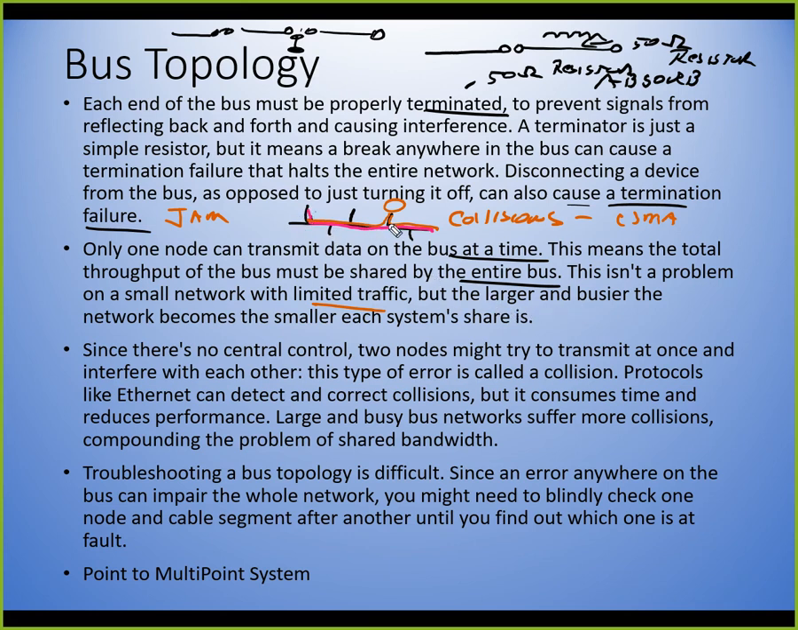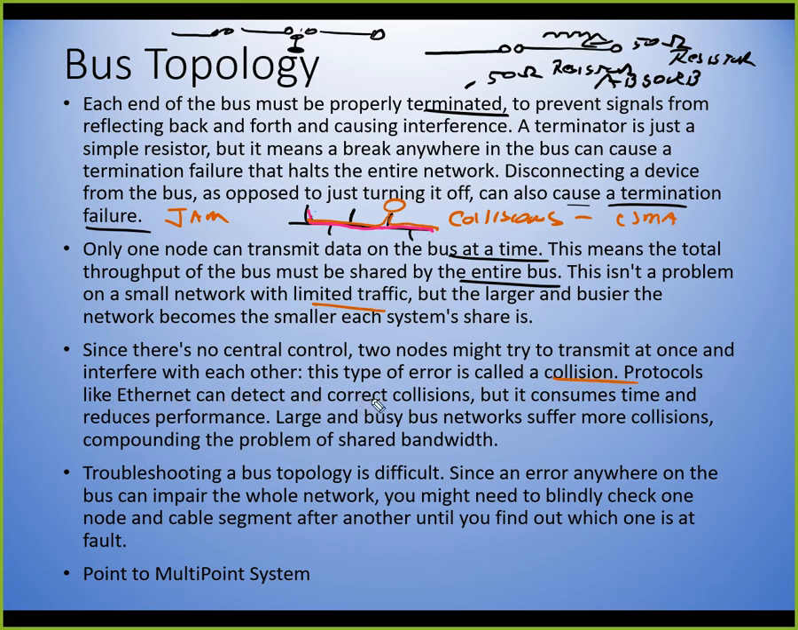And as you can imagine, just like on a busy highway, a one-lane highway that has multiple accesses to it, the busier it gets, the probability of a collision increases as the amount of traffic increases on the highway. Same thing happens on the network. No central control. Two nodes might try to transmit at once and interfere with each other. This is called a collision.